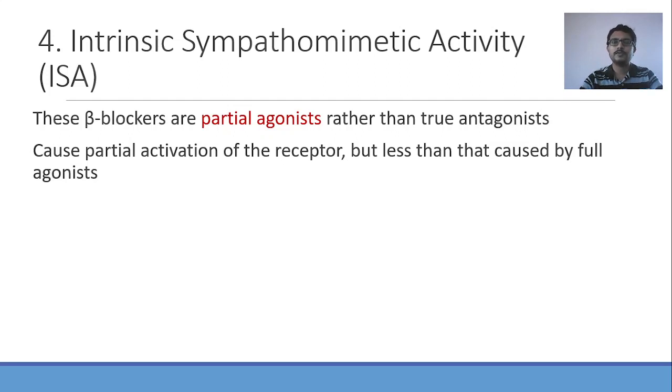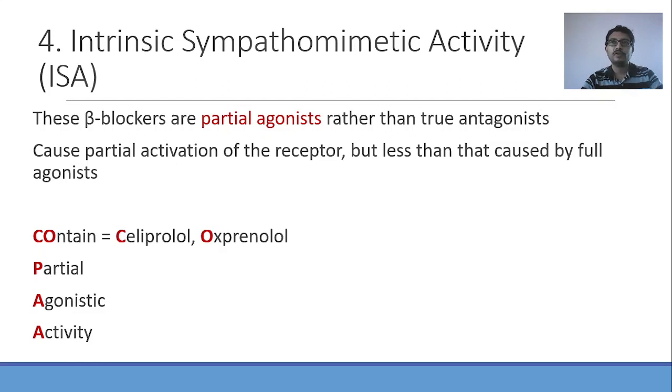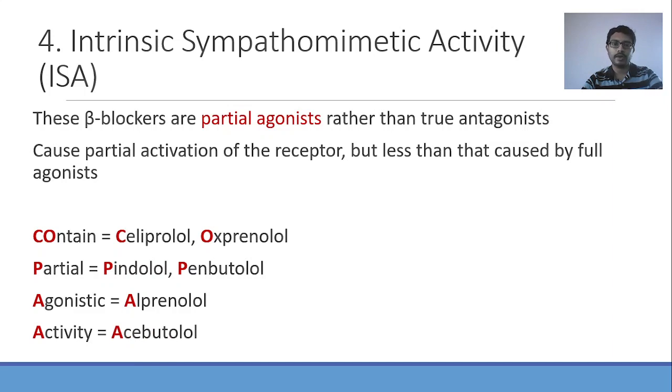Which are the beta blockers which have intrinsic sympathomimetic activity? Again, there is a mnemonic for this: contain partial agonistic activity. So contain CO: C for celiprolol, O for oxprenolol, P for pindolol and penbutolol. Two A's are there. The first one is alprenolol, the second one is acebutolol. So again we are seeing acebutolol under the special properties.